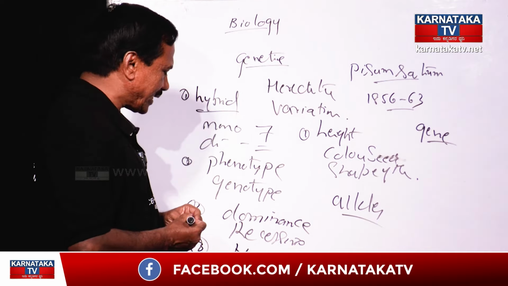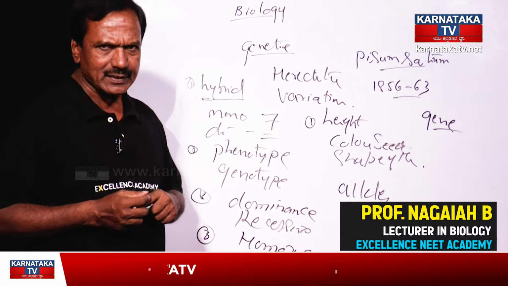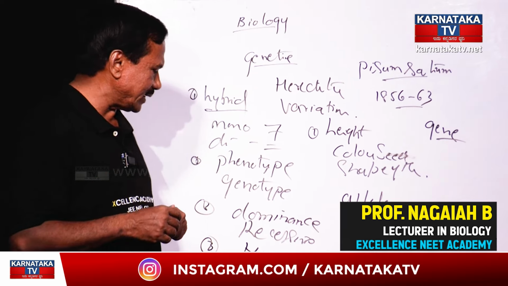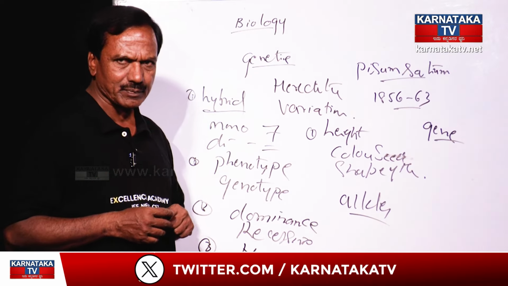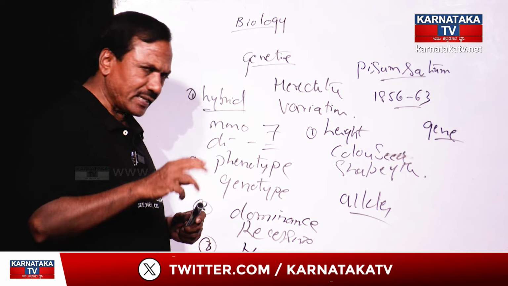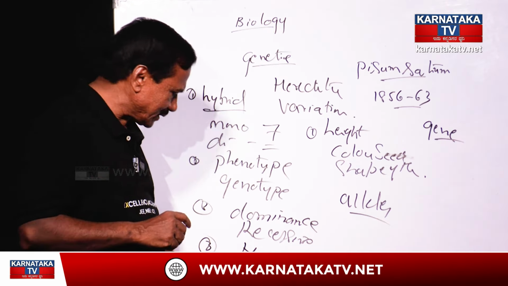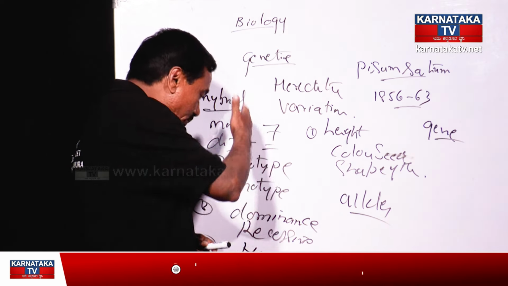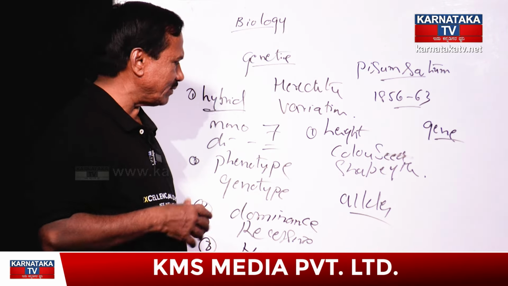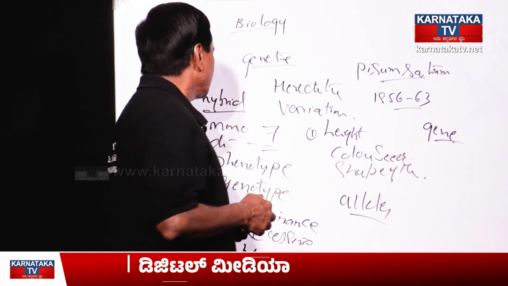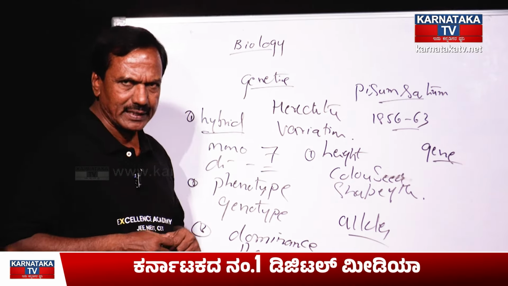Then what is homozygous? If the character is represented by a pair of similar alleles, then that can be called homozygous. Like that, if the character is represented by a pair of dissimilar alleles, then it can be called heterozygous. Like that, there are so many definitions. I will tell you that later. Right, now come to the monohybrid cross experiment in detail.